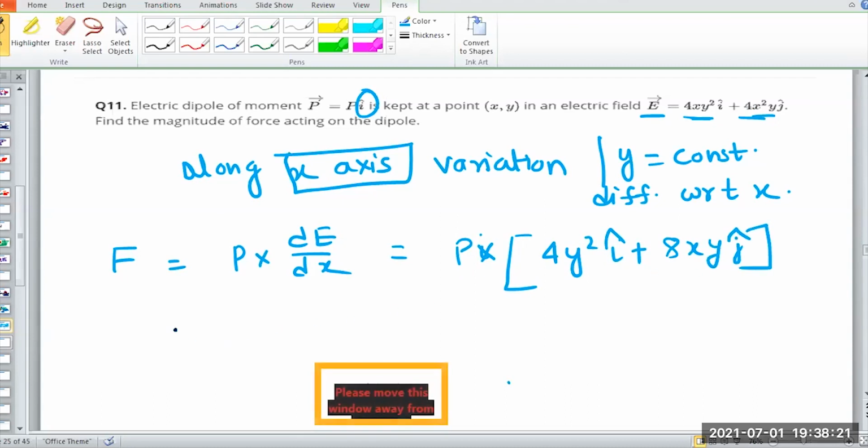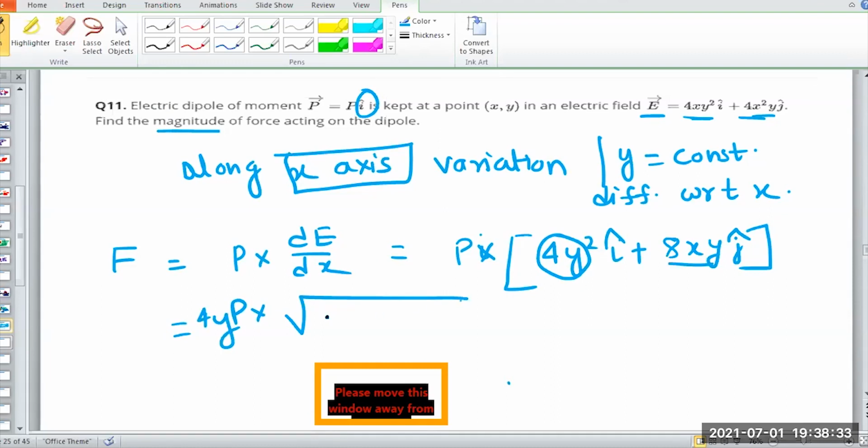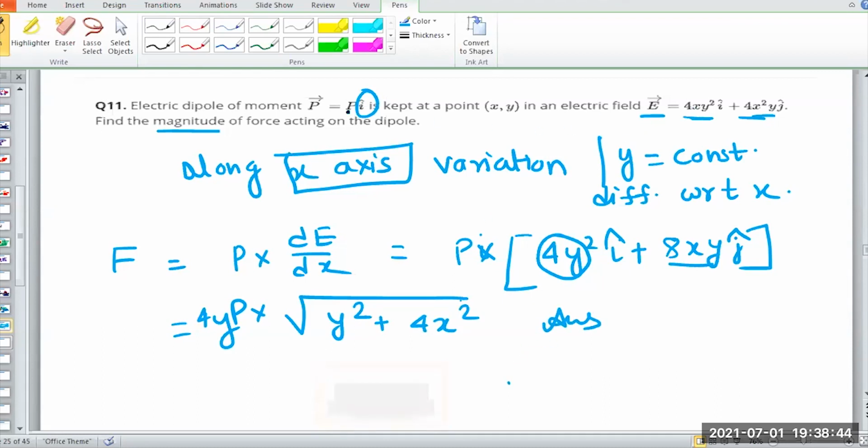But I am interested only in magnitude because the question is asking for magnitude. So it is P into the square root of, if I take 4y common, y square plus 4x. This is the answer. So what did we get to know? I have to see the direction of the dipole moment if I have to differentiate the electric field. This was the concept of this question.